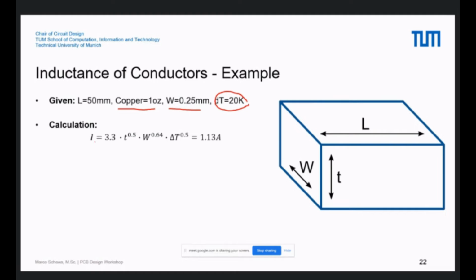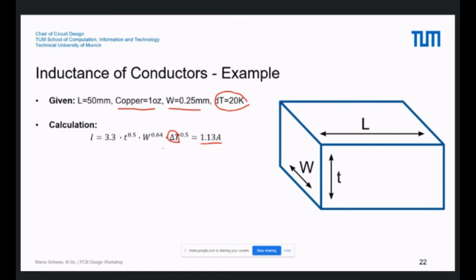With such values, we can only have 1.13 ampere through this wire. If we put more ampere through this wire, then of course the temperature will increase, because T and V are technology parameters or design parameters, and delta T is the environment parameter.